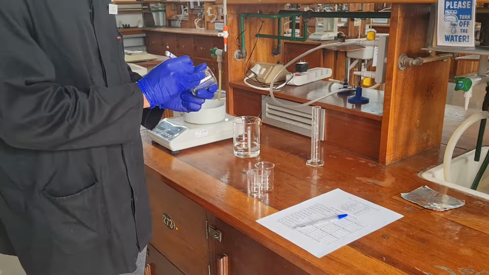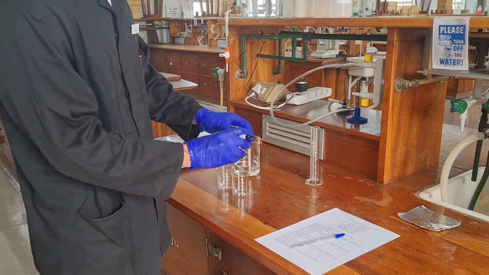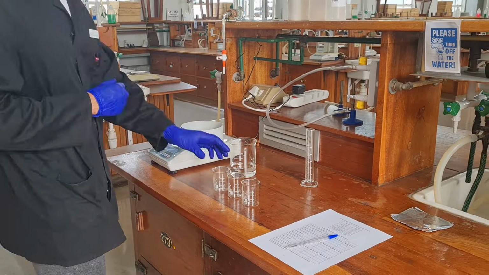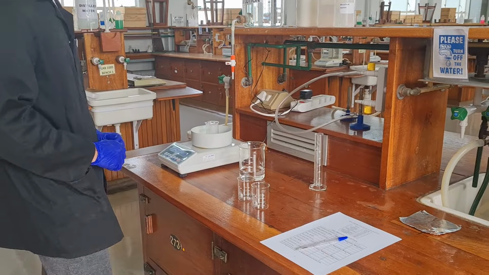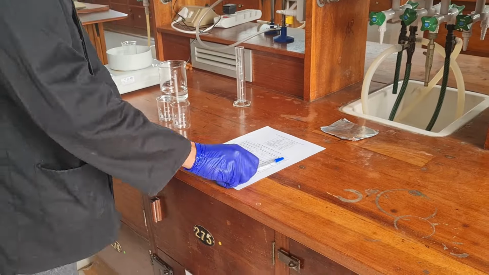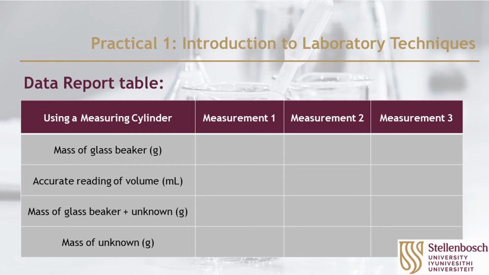Weigh 3 dry, clean 100 cubic centimeter glass beakers after marking them as 1, 2, and 3 respectively. Make a note of these masses in your lab manual under measurement 1, 2, and 3 respectively.